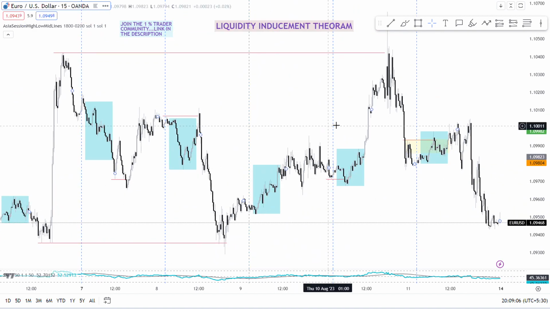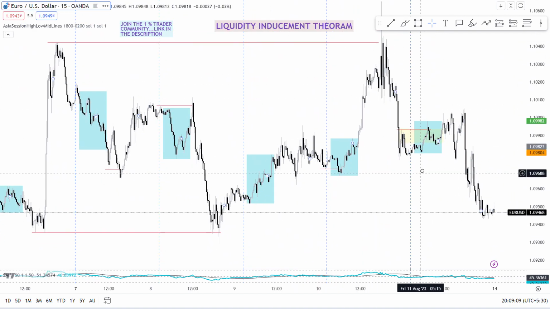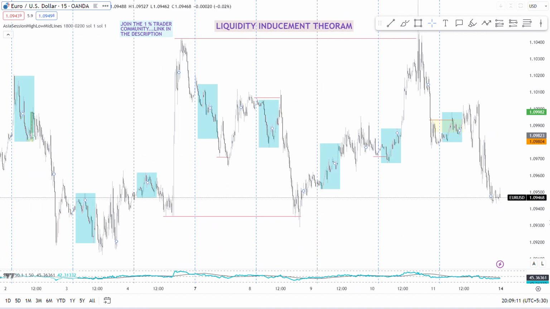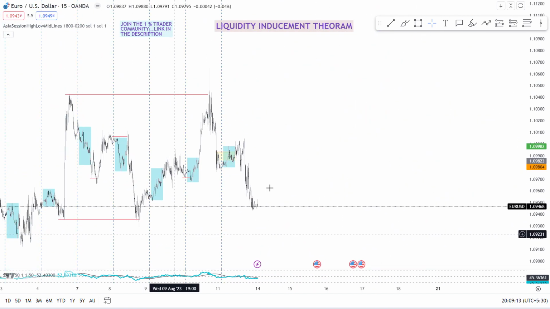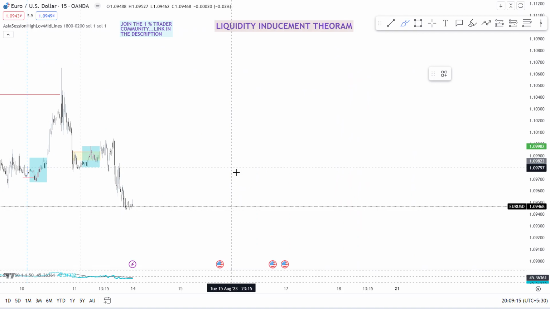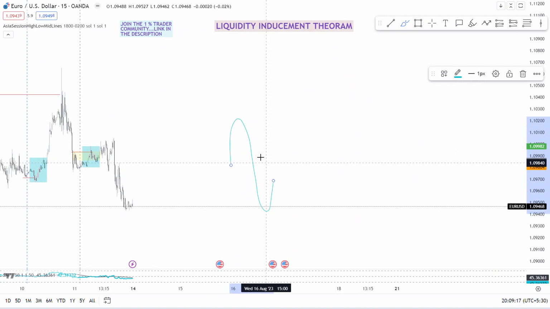You should buy here and your target should be here, and you should sell here and your target again should be here, because this is how liquidity expands in the marketplace. Suppose there is a high and low in the marketplace, this is phase 1 of the liquidity cycle.